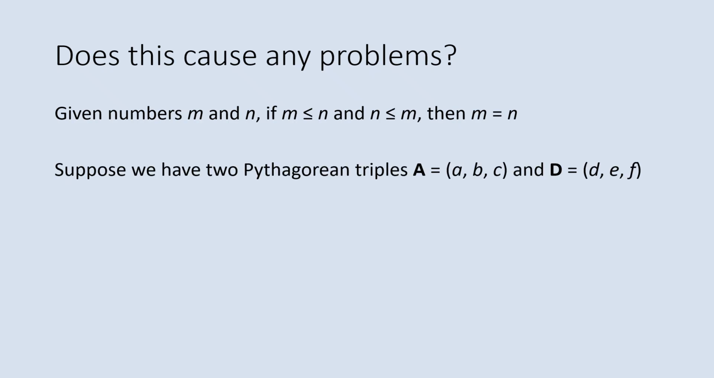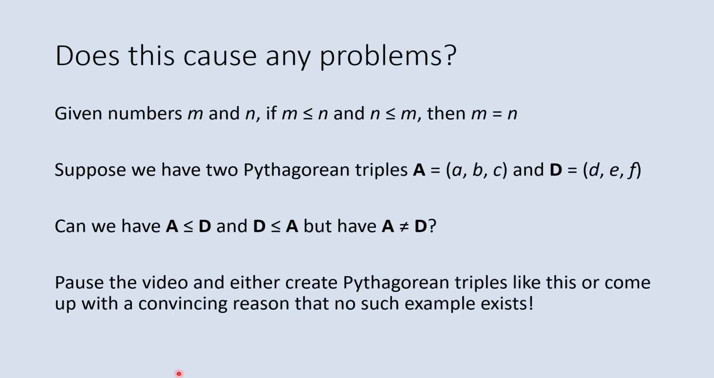And so let's say we have two triples, and let's call them A and D just to make it easier to keep track of them. So we have this triple A, which has numbers A, B, C, and this triple D, which has these numbers D, E, F. There could be the same numbers in some, even between them. The different letters mean they can be different. It doesn't mean they have to be different. So our question is, can we have this triple A being less than or equal to D, and the triple D being less than or equal to A, but not have the two triples be the same?